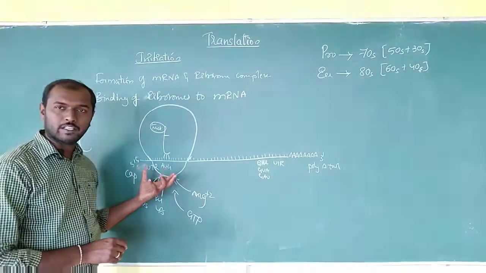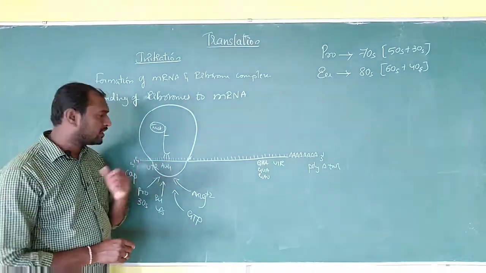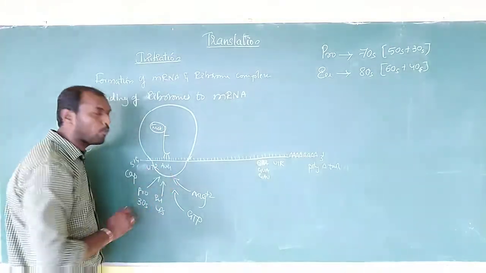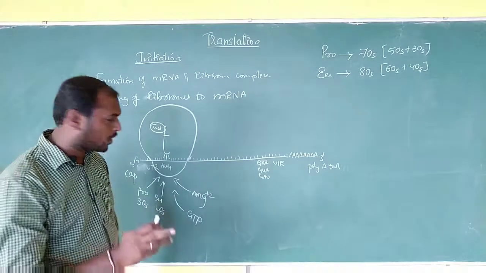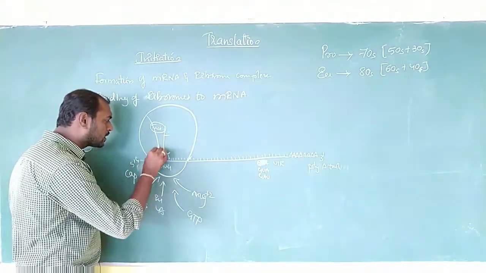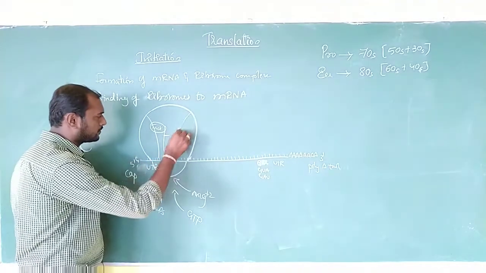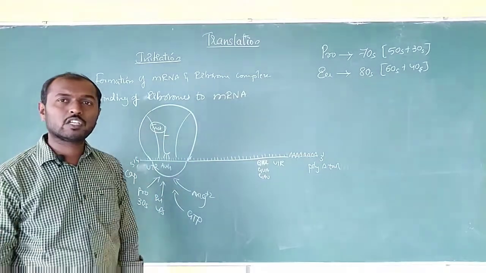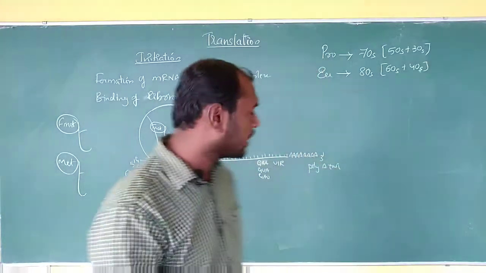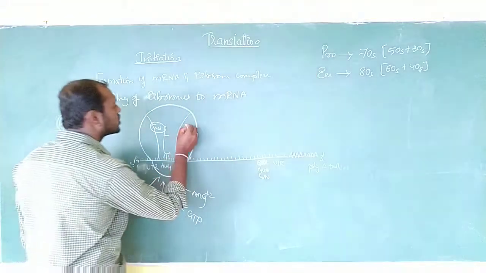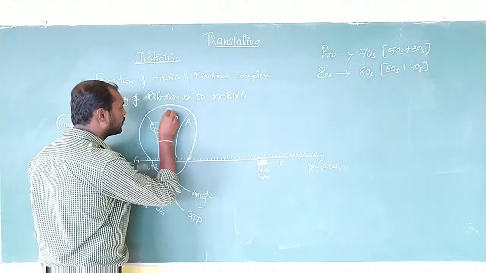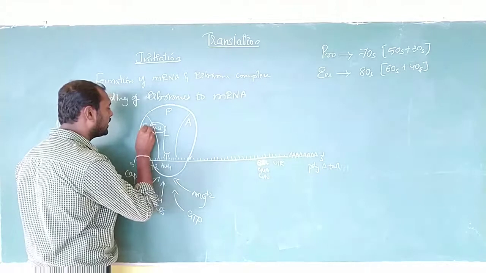But a very interesting thing is that the larger subunit is not like the smaller subunit. Why? Because the larger subunit is divided into 3 different chambers. So these 3 different chambers are site A, site P and site E.